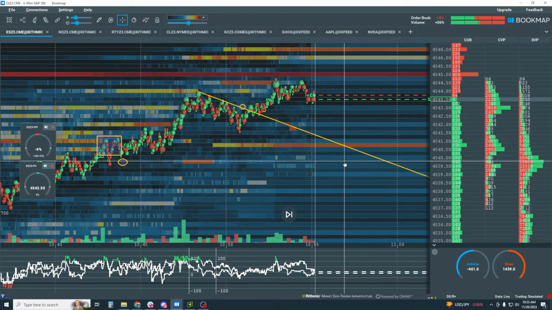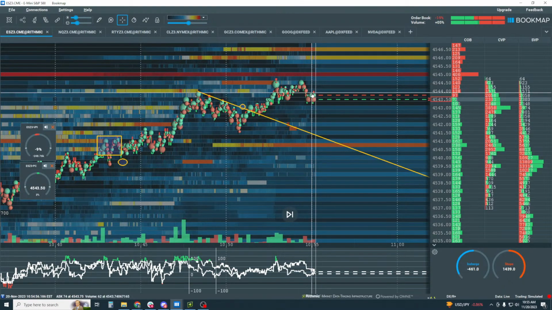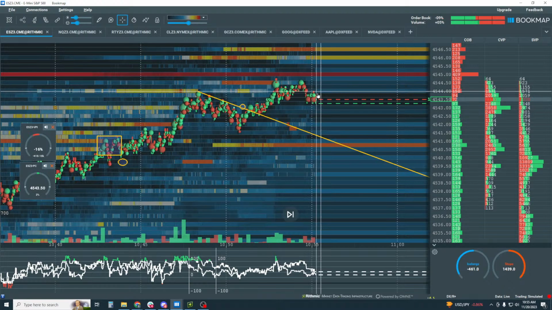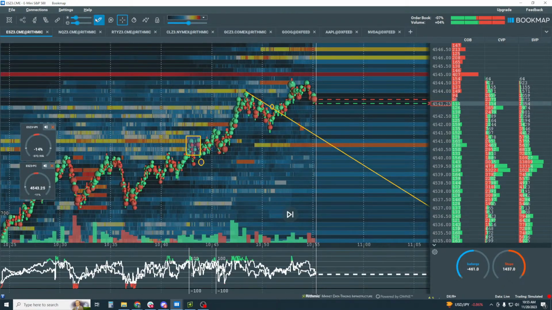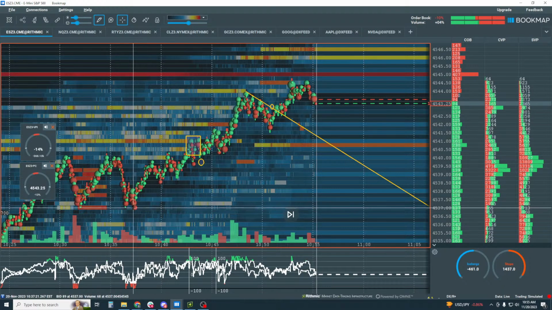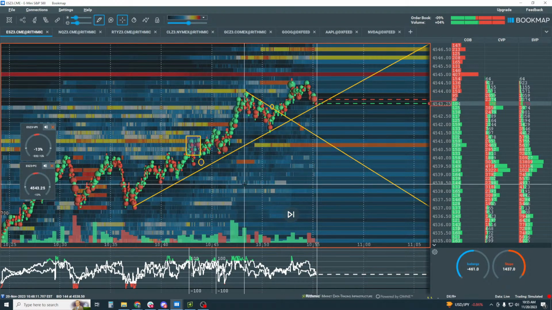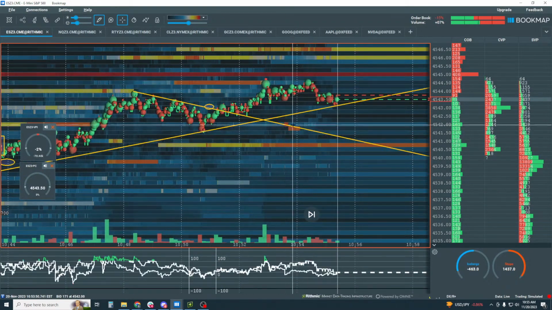Okay, so anyway, let's see if they can continue. All right, now we got a nice little uptrend, and it is being tested right now.